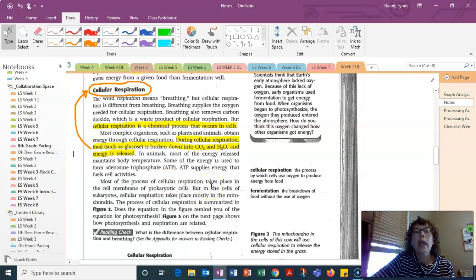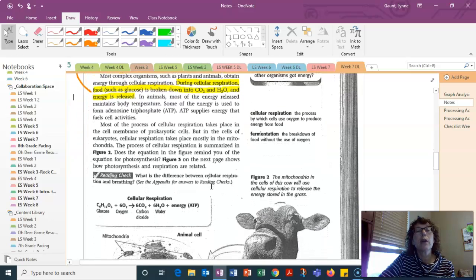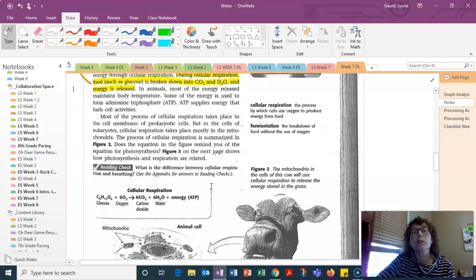It says, in animals, most of the energy released is used to maintain body temperature. Some of the energy is used to form adenosine triphosphate, which is the name of a molecule called ATP. ATP supplies us energy that fuels cells' activities. Next paragraph. Most of the process of cellular respiration takes place in the cell membrane of prokaryotic cells. But in the cells of eukaryotes, we are eukaryotes, humans, animals, and plants are all eukaryotes, cellular respiration takes place mostly in the mitochondria. Ooh, that's important.